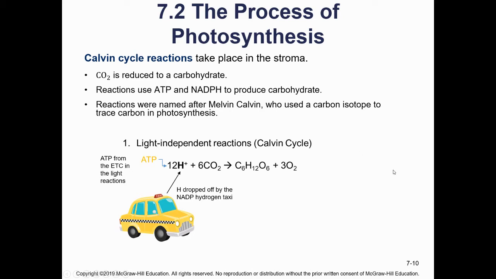So these reactions, as I said, are the Calvin cycle, named after Melvin Calvin, who used an isotope of carbon as a tracer to find out where the carbon was going and what was happening to it. So that's why we call it the Calvin cycle. These are the light-independent reactions. I don't need light because I have a different form of energy now. I've converted my solar energy. I now have ATP. This came from the electron transport chain in the light reactions. And I bring that into the Calvin cycle in the stroma. My hydrogen taxi drops off its hydrogens and goes back to pick up more hydrogens.